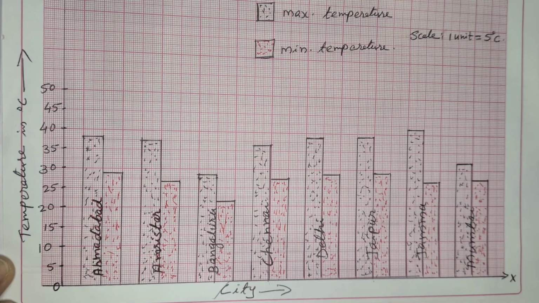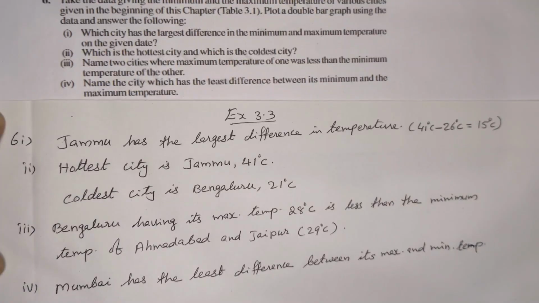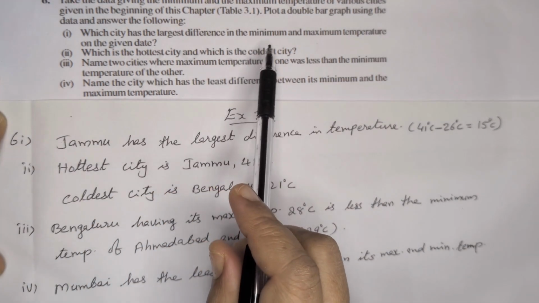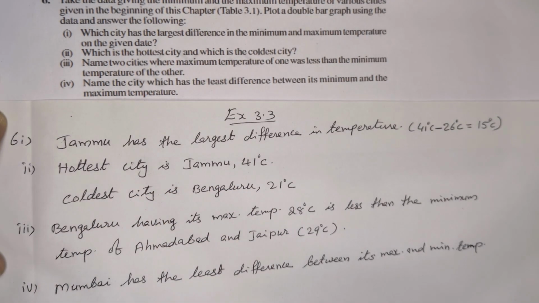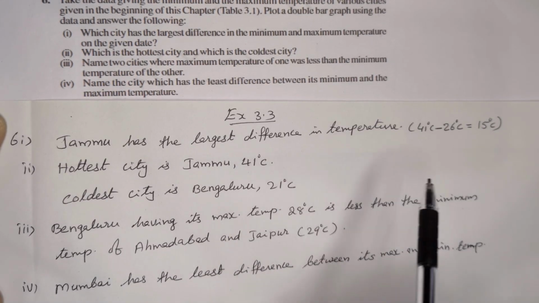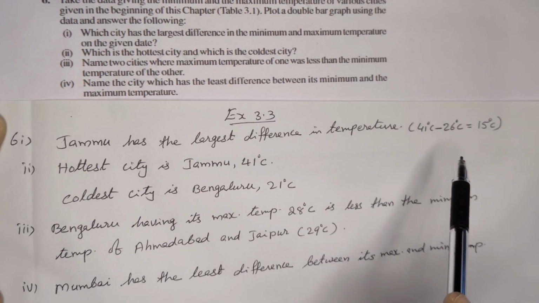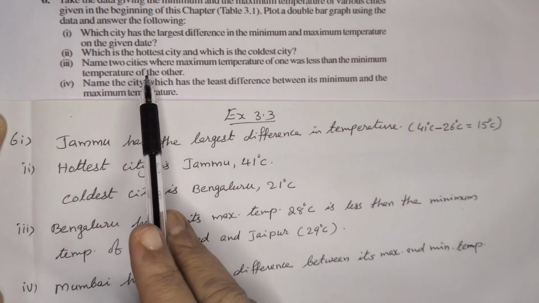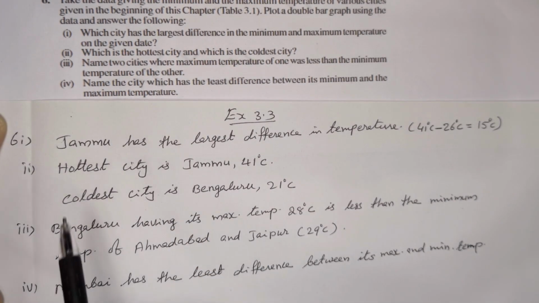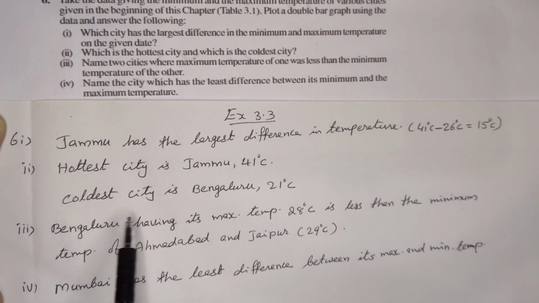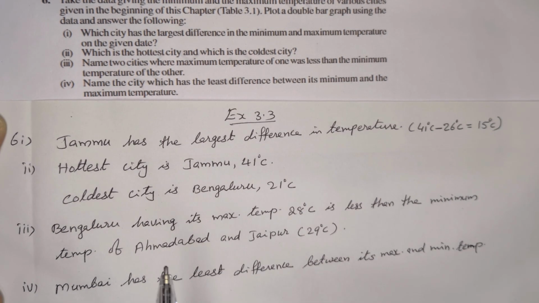From the graph we can answer the following questions. Which city has the largest difference in the minimum and maximum temperature on the given data? Jammu has the largest difference in temperature. 41 degrees Celsius the maximum and minimum 26 degrees Celsius. The difference is 15 degrees. Second one, which is the hottest city and which is the coldest city? Hottest city is Jammu, 41 degrees Celsius. Coldest city is Bangalore, 21 degrees Celsius.